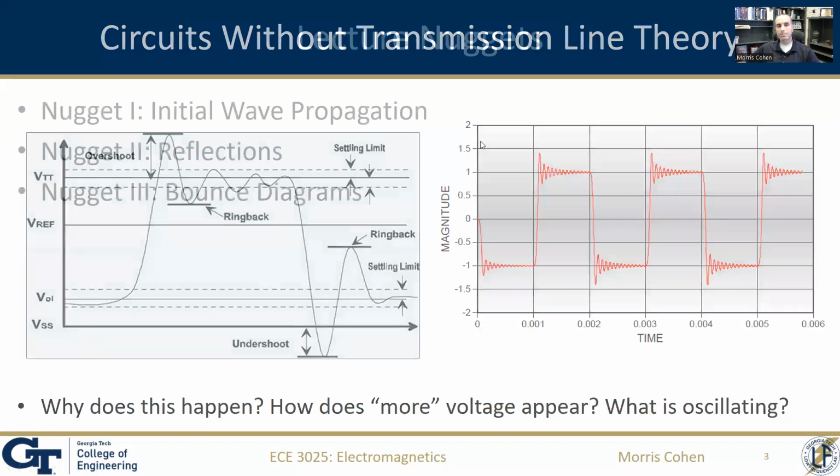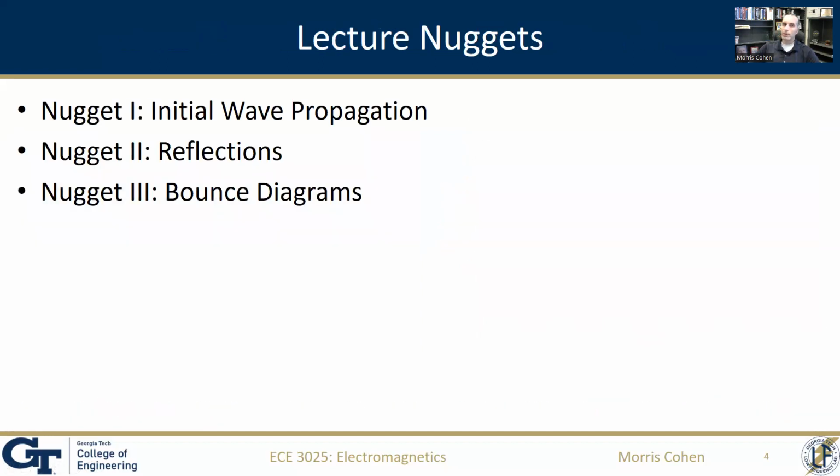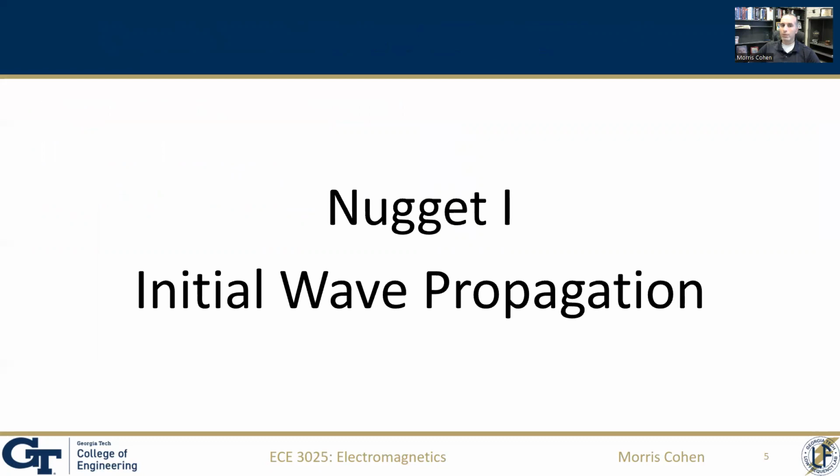So I've divided this lecture up into 3 videos. The first, we're going to talk about the initial stage when a circuit is connected or when a switch is closed that first establishes a voltage on a circuit. Then we're going to talk about the reflections, this ping pong game that's going to go back and forth between a source side and a load side. And then we're going to introduce a technique called bounce diagrams, which is a nice way to visually keep track of everything. I'll go from there. So we'll start out with part 1 in this video, which is on the initial wave propagation.